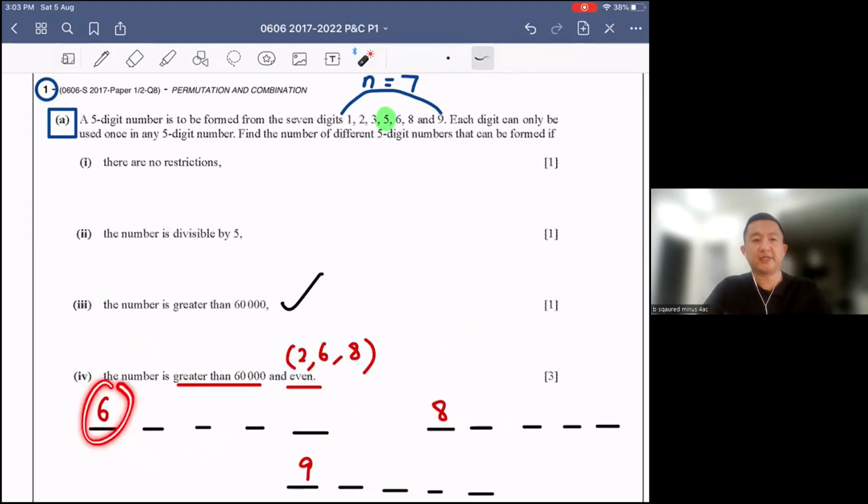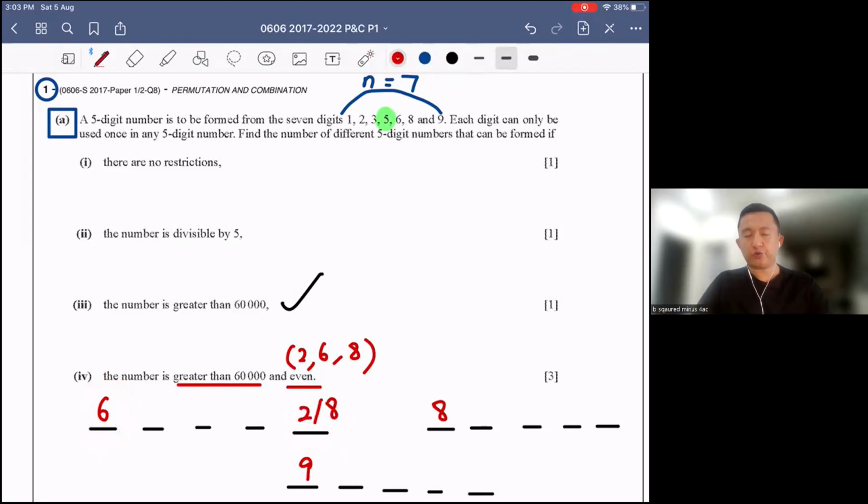If the first digit is 6, for the last slot, is it possible to put a digit 6 here? Is it possible? No, because one digit can be only used once. So if you use a digit 6 here, you can't put in another 6 here. So you can only go for 2 or 8. That's the reason why I asked you to break into 3 different cases. Okay, we go on quickly.